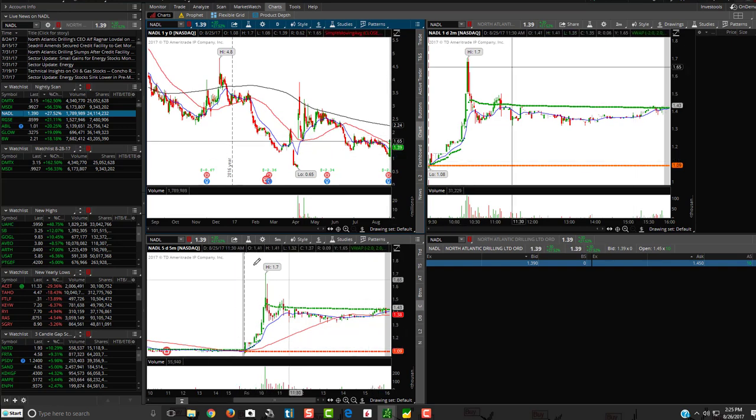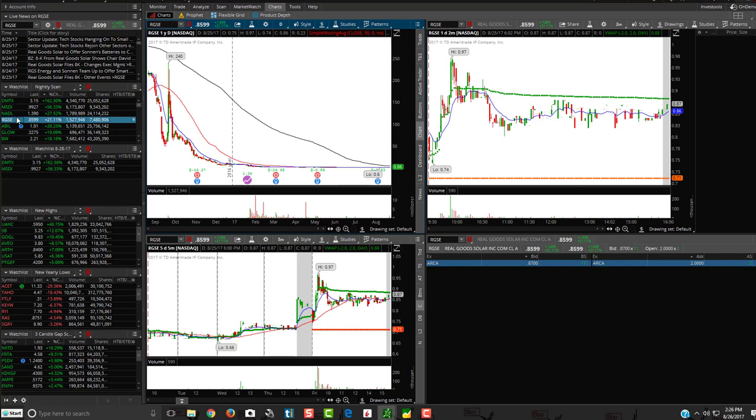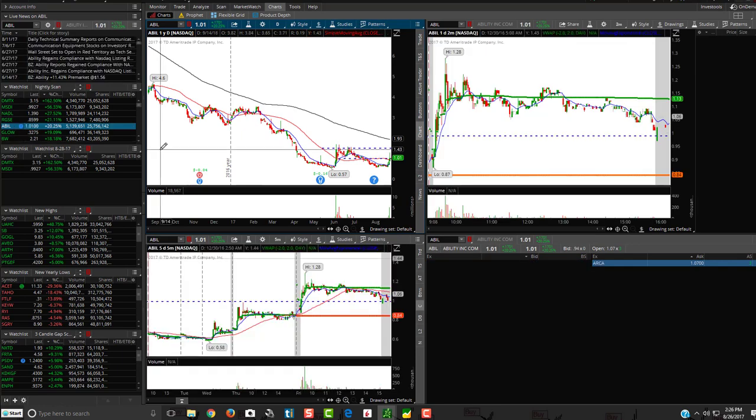I mean, it's kind of flagging, but didn't really hold its highs. It's got some overhead resistance. I'm not really a huge fan of it. RGSE. Don't like it. ABIL.